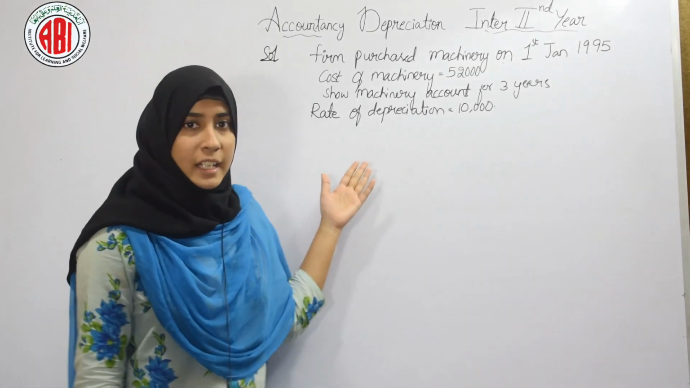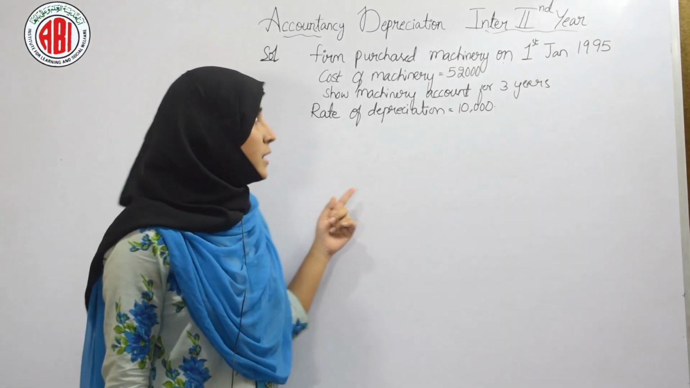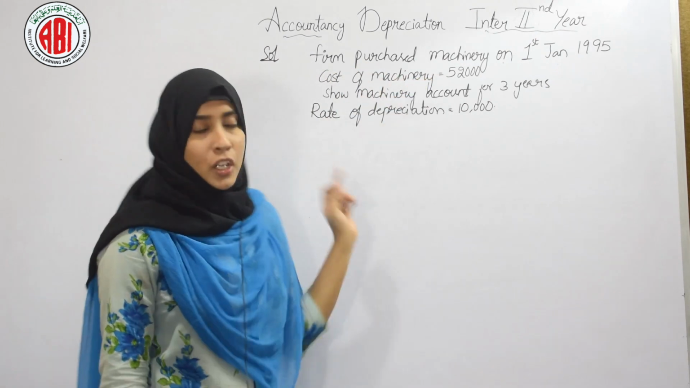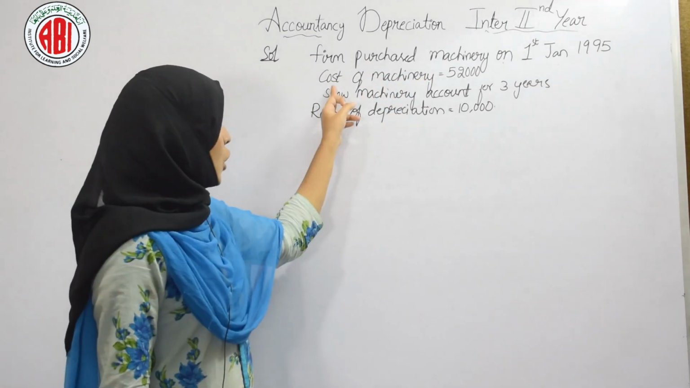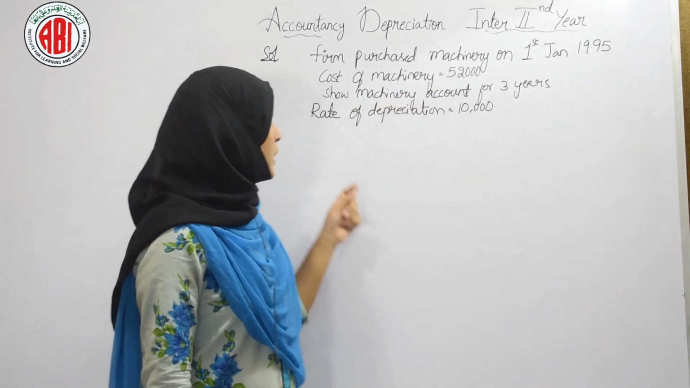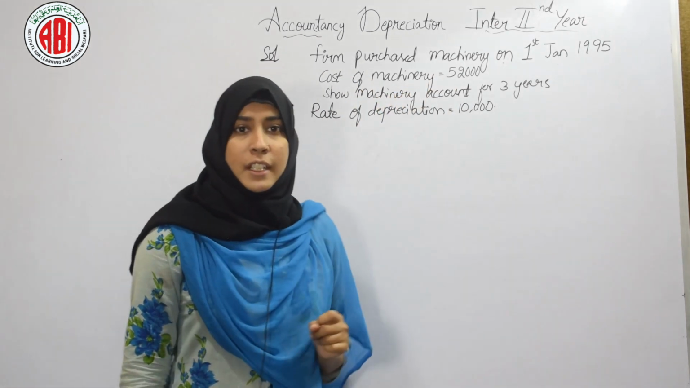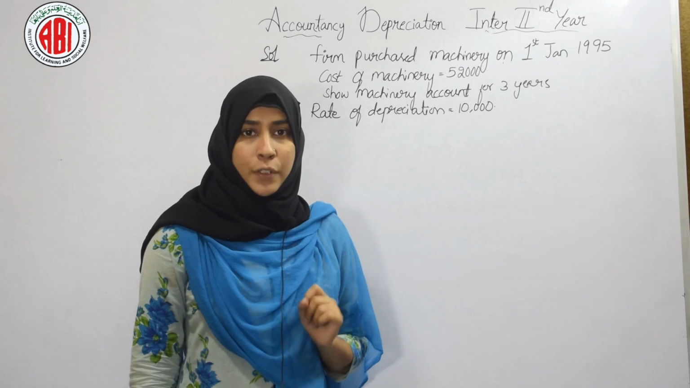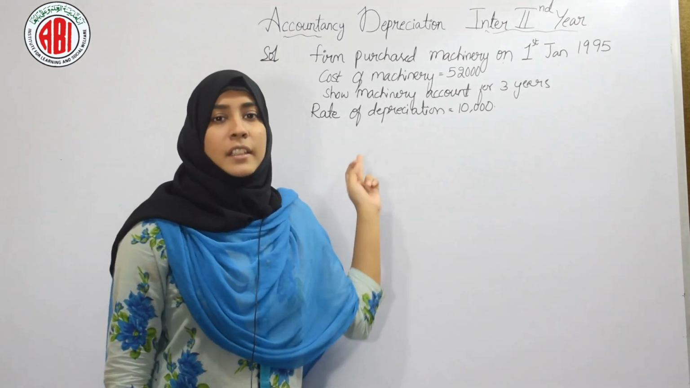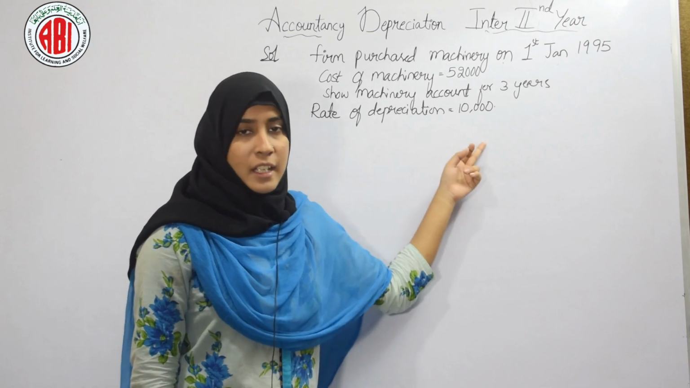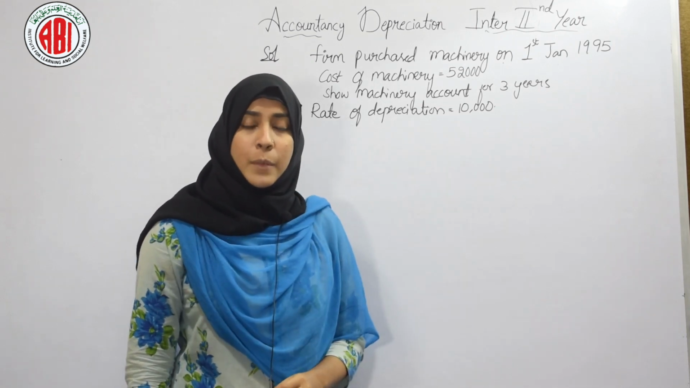Now these are the highlighted points from our question. Firm purchased machinery on 1st Jan. The date is very much important here. Cost of machinery is 52,000. Show machinery accounts for 3 years. So we have to show machinery accounts for 3 years, and we have calculated the rate of depreciation, that is 10,000. Now we will prepare the machinery account.